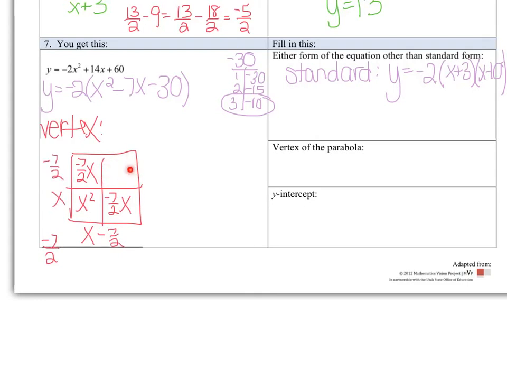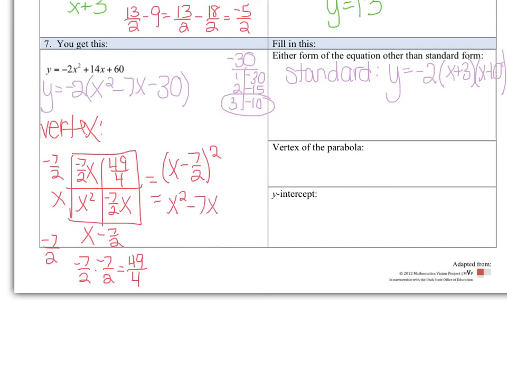Well, to find what's in this box, we have to multiply negative 7 halves times negative 7 halves. We multiply the numerators together, so negative 7 times negative 7 is 49, and 2 times 2 is 4. So what we're going to have is 49 fourths. This is going to factor into x minus 7 halves squared. It also gives us x squared minus 7x plus 49 fourths.